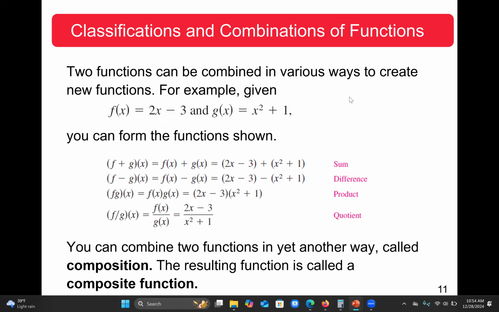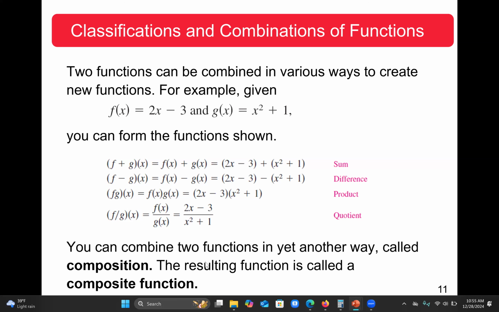So two functions can be combined in various ways to create a new function. For example, given f(x) = 2x minus 3 and g(x) = x squared plus 1. For combination, we can do addition, subtraction, multiplication, or division. So we know f(x) is 2x minus 3, g(x) is x squared plus 1. So (f plus g)(x) will give us 2x minus 3 plus x squared plus 1. Or (f minus g)(x) will give us f(x) minus g(x), which will give us 2x minus 3 minus x squared minus 1. Or we may have (fg)(x), which is f(x) times g(x), which will give us (2x minus 3) times (x squared plus 1). Then the quotient will be (f divided by g)(x), which will give us f(x) divided by g(x). So those are the possible arithmetic operations of functions.